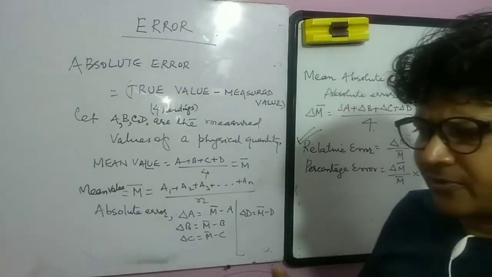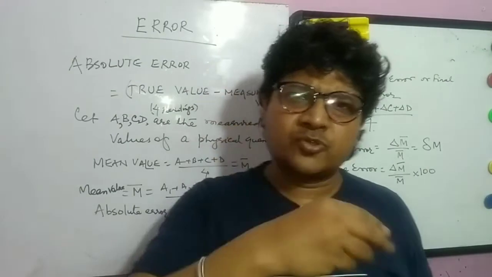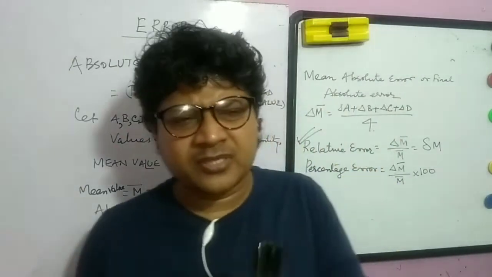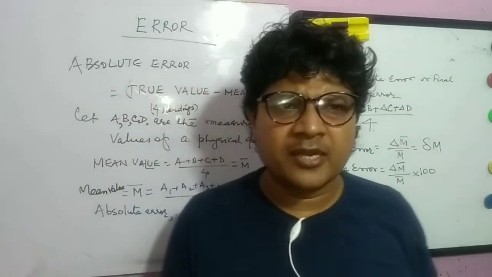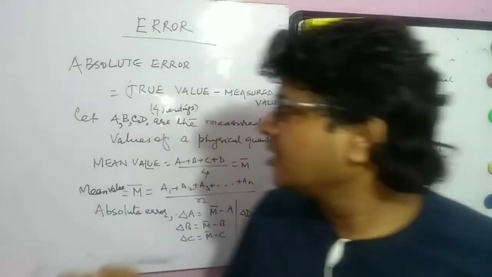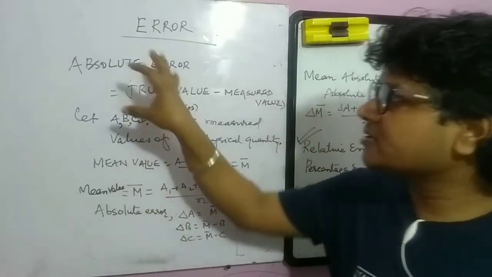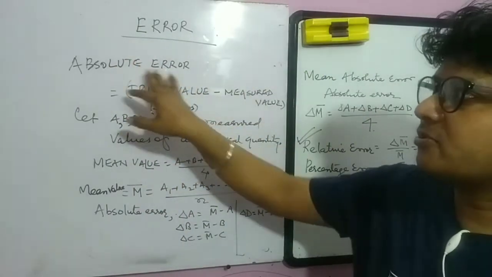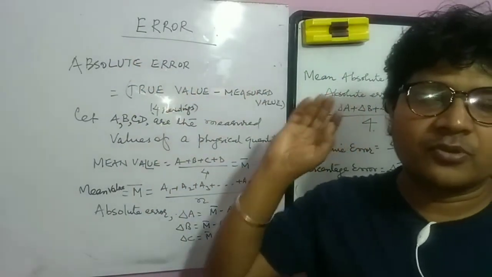So absolute error, when a true value is 2 kg and you are measuring something and you are getting 1.9, so 2 minus 1.9, so 0.1 will be your absolute error. So this is the definition of absolute error. Absolute error equal to true value minus measured value.